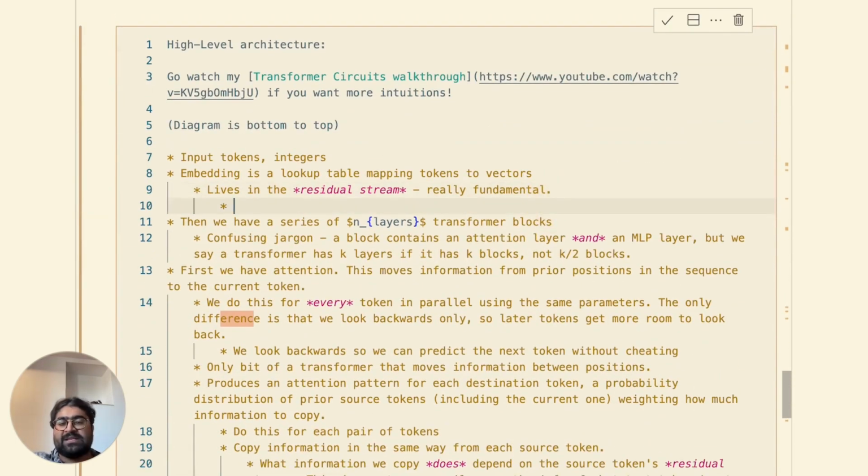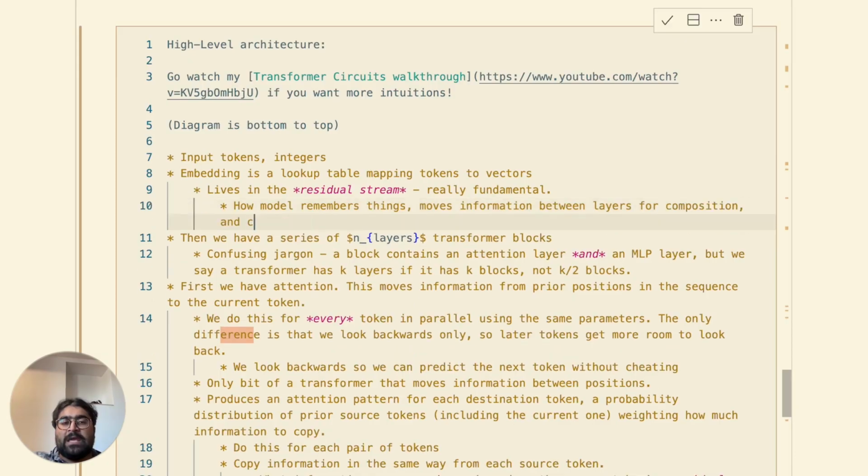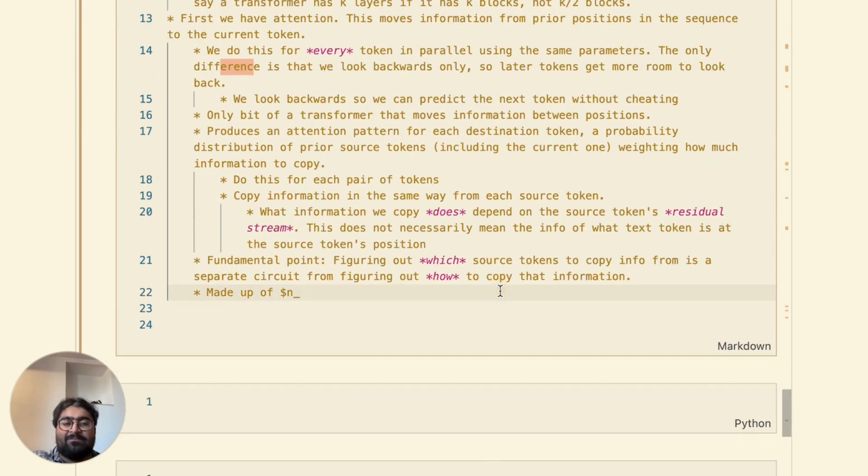The residual stream is how the model moves information between positions, so like how the model remembers things, moves information between layers for composition, and can move between positions, including via other tokens. Go watch my transformer circuits walkthrough if you want more takes on how to think about attention.